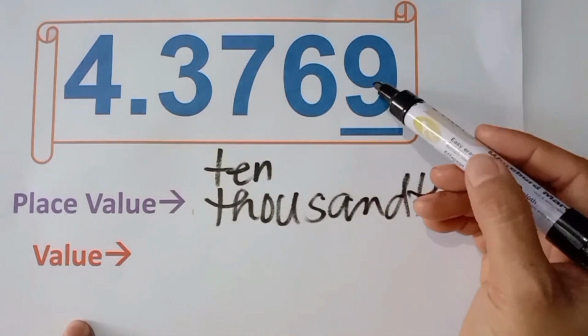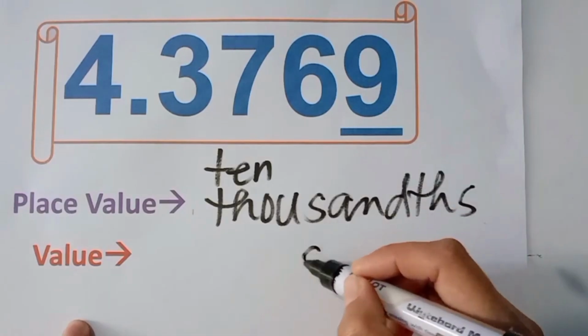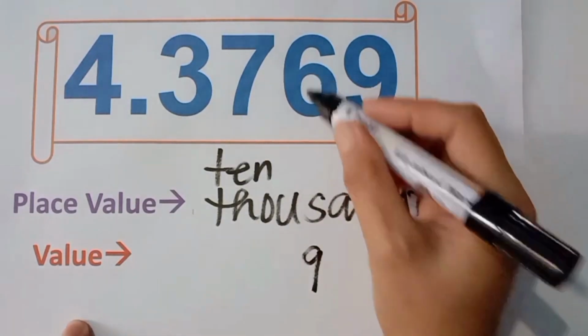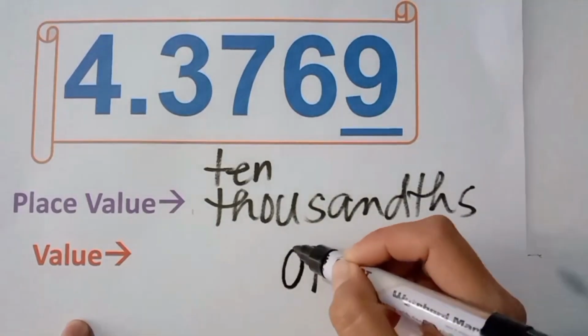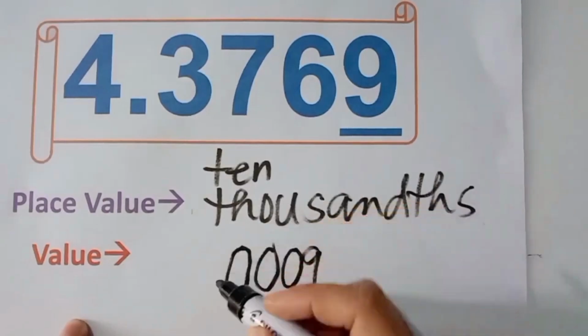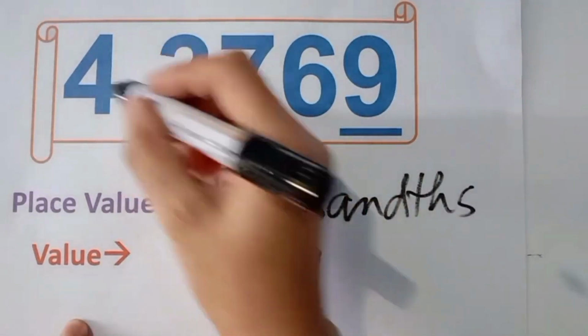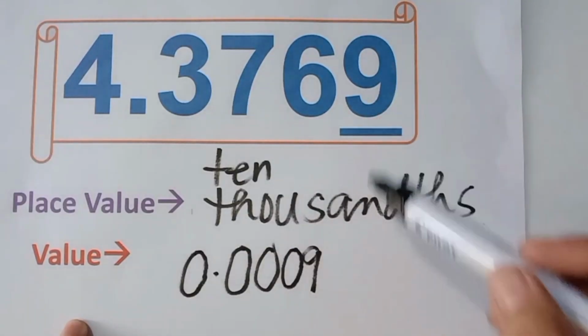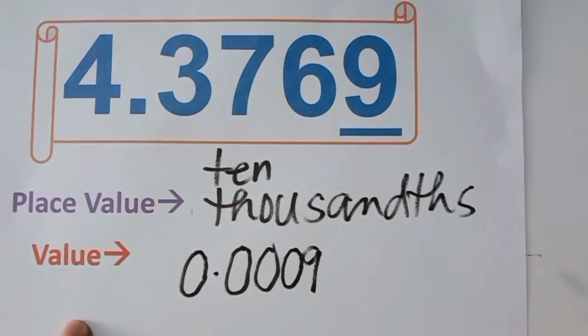Okay, now, ano naman po ang value ng 9 na yan? You're just going to copy the 9. And then, itong 6 na ito, we are going to replace it with 0. Ito, magiging 0. Ang 3, magiging 0. And then, copy the decimal point. And then, 4, magiging 0. So, the value of 9 ay 9 10,000ths.